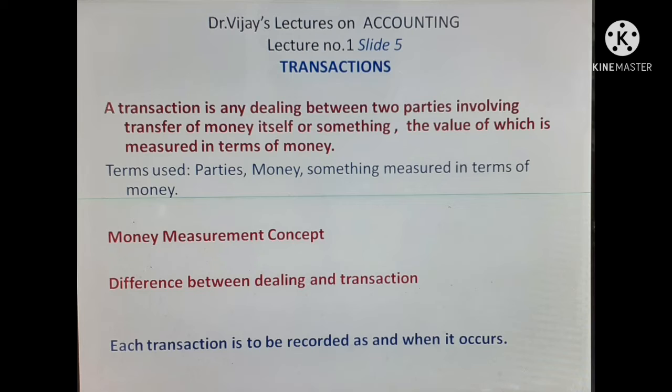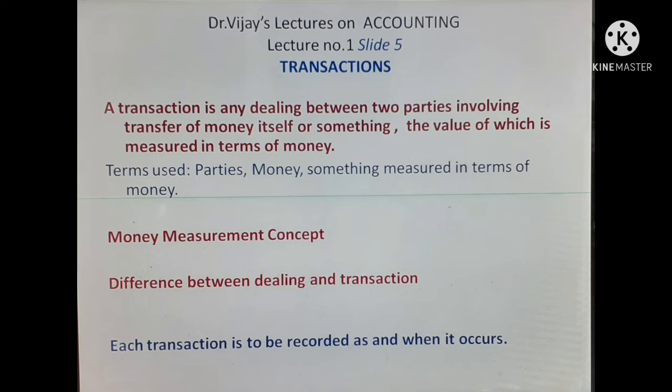One which takes place today, the supply of the goods. The other, the payment for that, which is done after 1 month only. Both are 2 different transactions. A transaction has to be recorded in the account books immediately after its occurrence. Without occurring, nothing can be recorded in the account book.